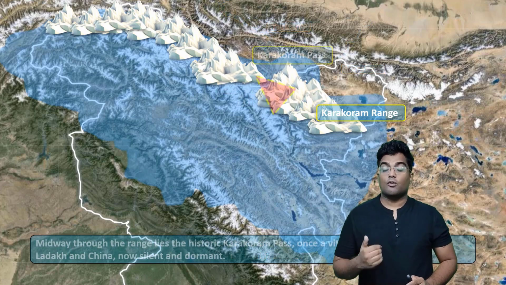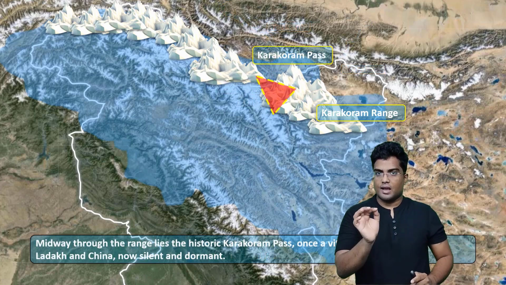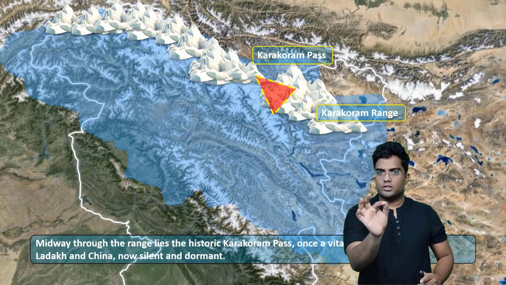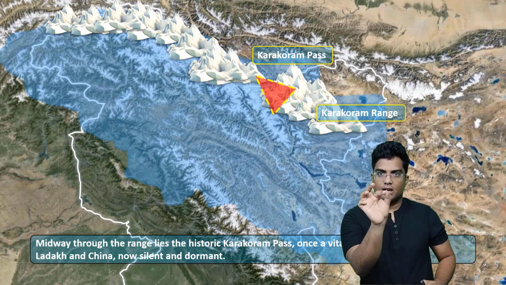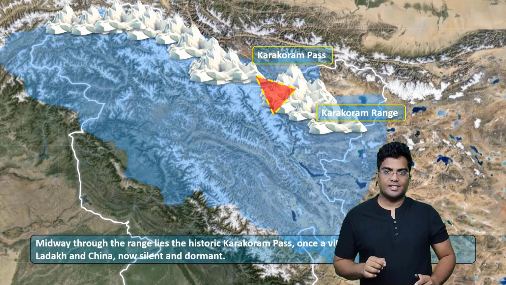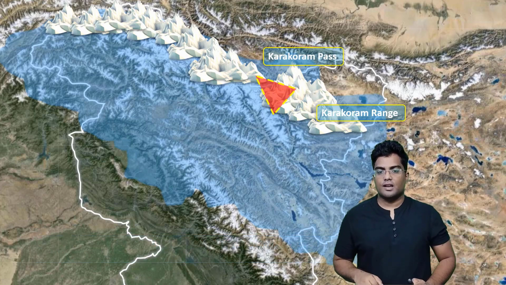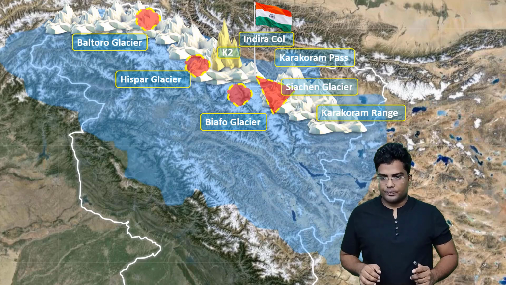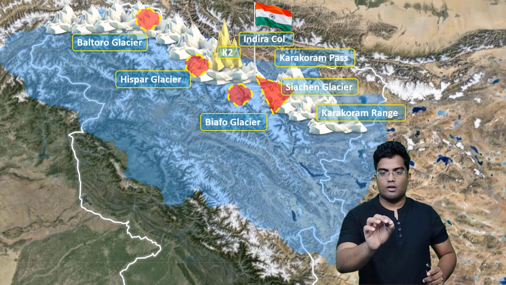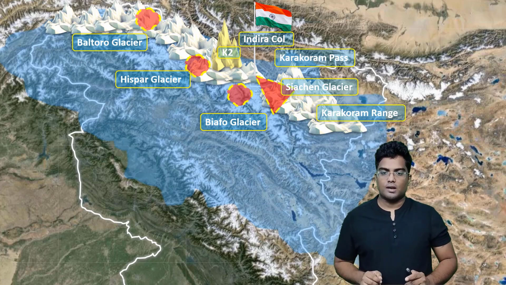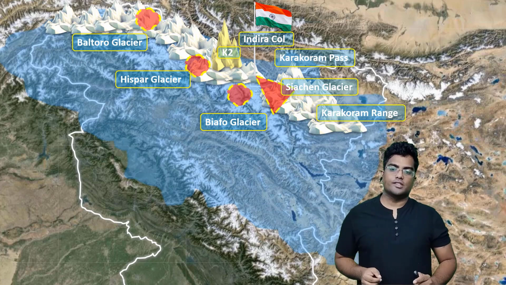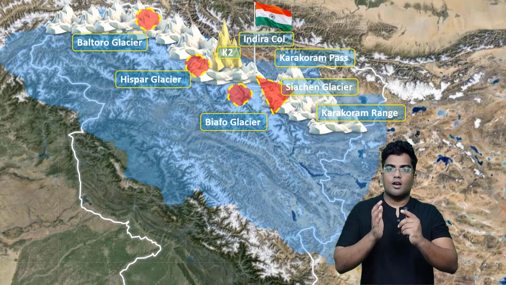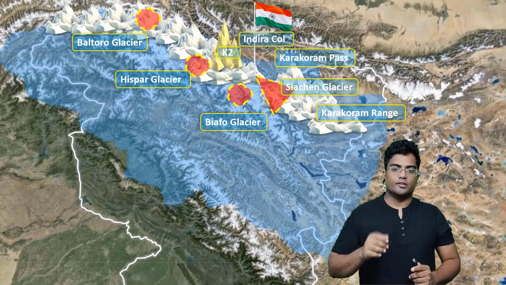So what's next? Now we are going to learn about the passes. As you can see, this is the Karakoram Pass, and it's located almost at Siachen Glacier. As you can see, it's marked with a red triangle. Siachen Glacier, Karakoram Range, Karakoram Pass. So this is how the entire setup looks. You have K2, Indira Col, Karakoram Pass, Siachen Glacier, Biafo Glacier, Hispar Glacier, and Baltoro Glacier. All the glaciers, all the most important peaks, and Indira Col.